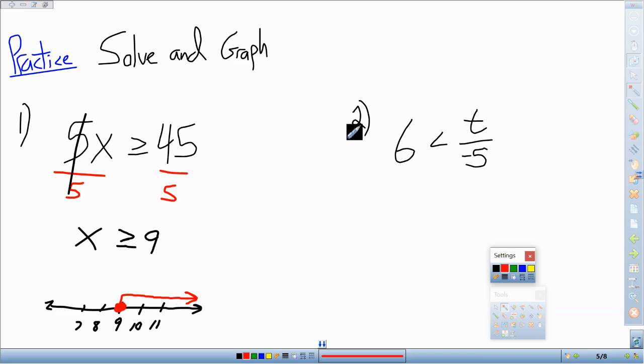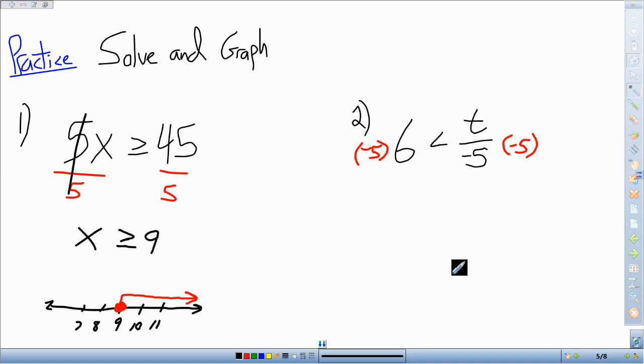On number 2 here, looks like we're dividing by a number, so I'm going to undo it with multiplication. First thing I notice is I just multiplied both sides by a negative number. That means I need to flip my inequality. I'm going to do that first. So on the left, looks like we have a negative 30. On the right, canceling, we got t.